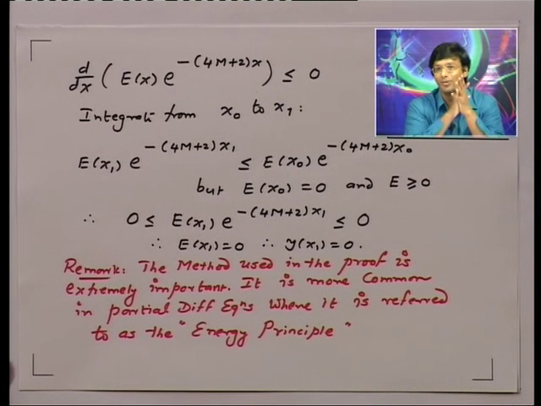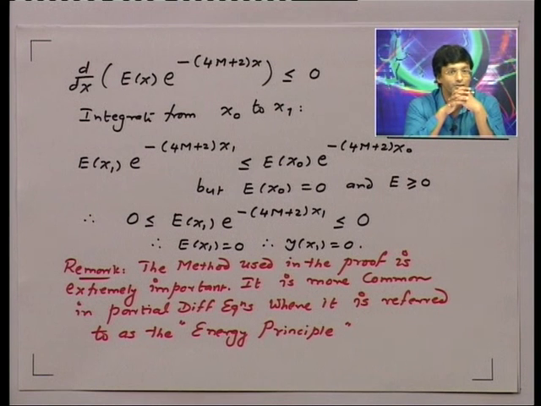Anyway, it is also greater than or equal to 0 because energy, the way we have set it up, is always a non-negative function. So what do we get? We get that the energy is 0, which means that y of x1 is 0. I have finished. The proof is over.